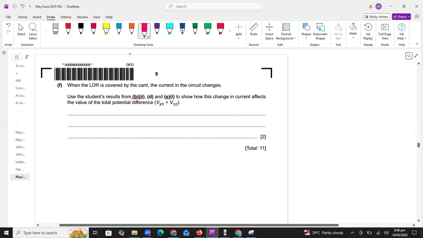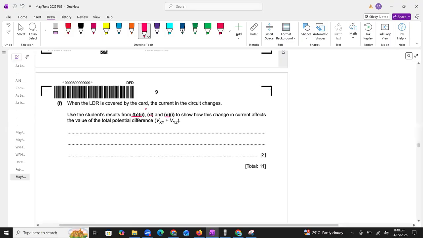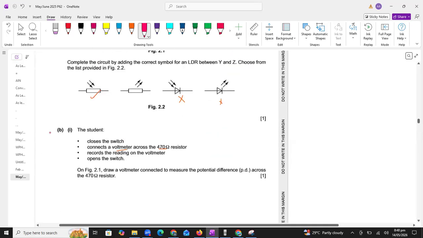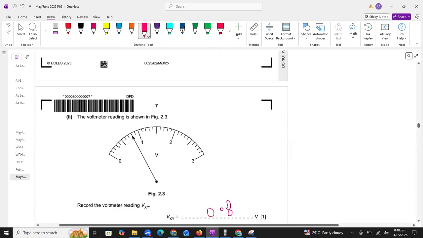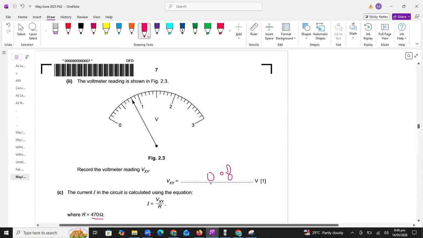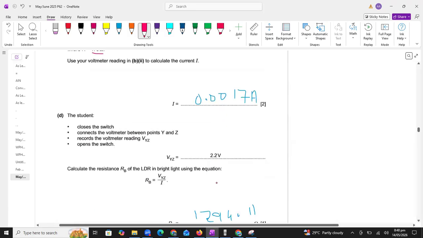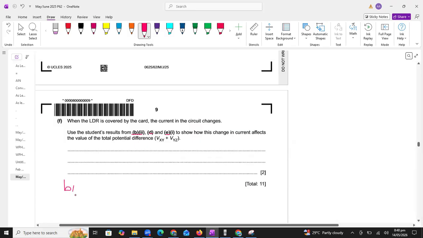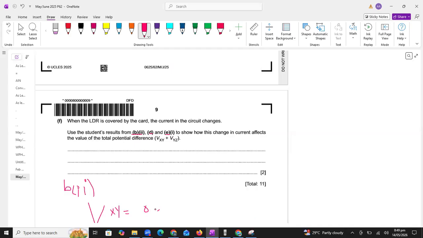So let me write the values which are mentioned in these parts. All right, B part 2. So where is B part 2, students? This one is B part 1. This one is B part 2. So now you can see when the bright light was shining on the LDR, so voltage across the fixed resistor was 0.8 volt. All right, 0.8 volt. So basically, let me write the values here in B part 2. When the bright light was shining on the LDR, the voltage across the XY is 0.8 volt.